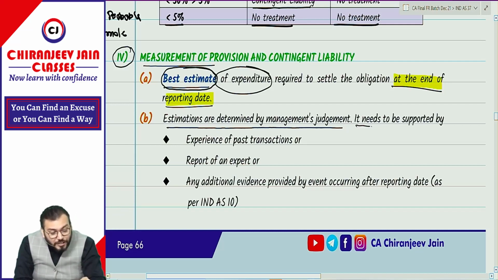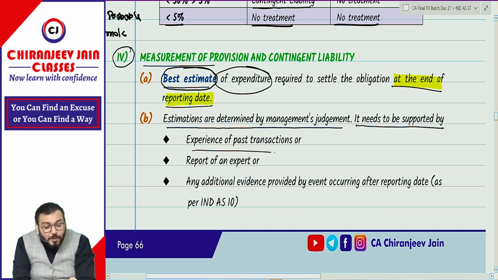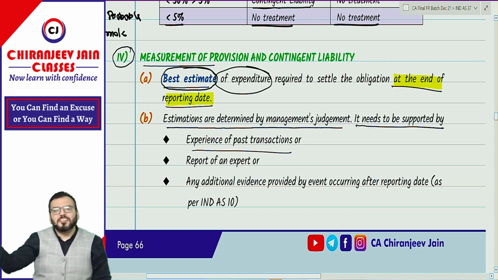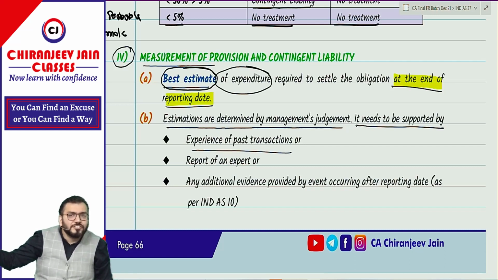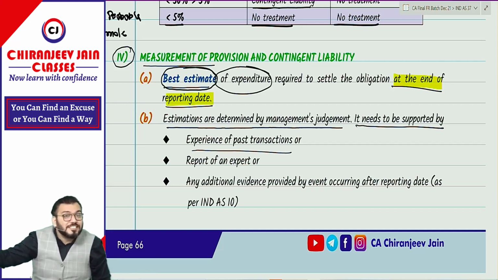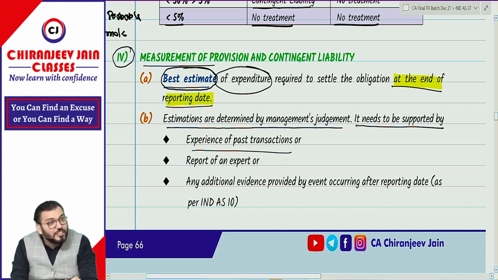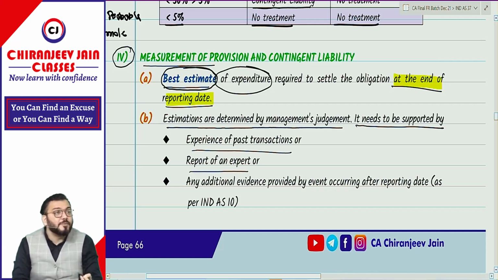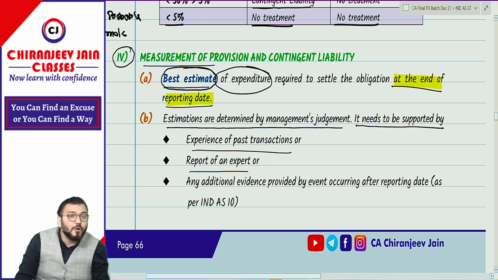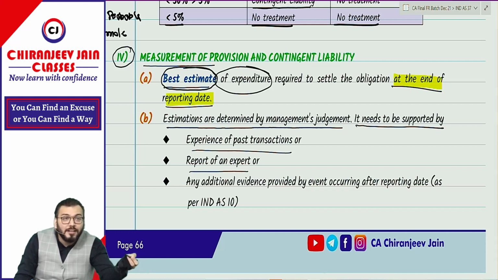It needs to be supported by experience of past transactions. Means a similar transaction was done in past years and it was settled. So at what amount was it settled? So can I say experience of past transaction or report of an expert? We can take the help of an expert. For example, some legal case is pending, so we take the help of a lawyer. As per the lawyer, what amount is payable as compensation? They will give an idea about that.